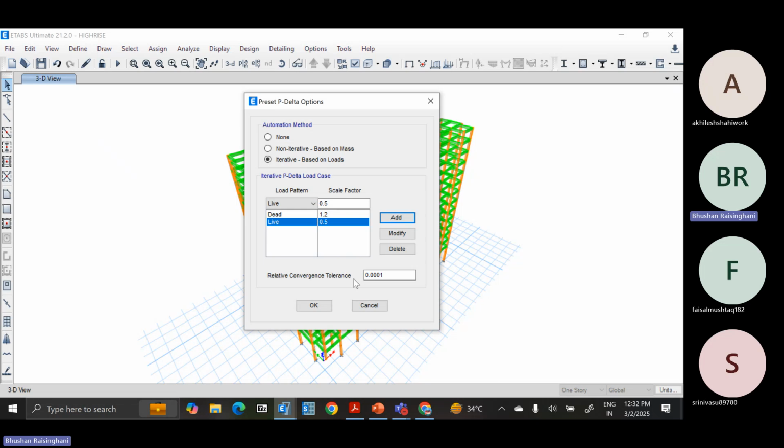Now you can see the convergence tolerance is 0.0001. So the software will run the iterations till the analysis meets what we say, 0.01%. What we saw in the document was 1%. Here it is 0.01%. Matching of the results is done by the software. So this way I will give it.